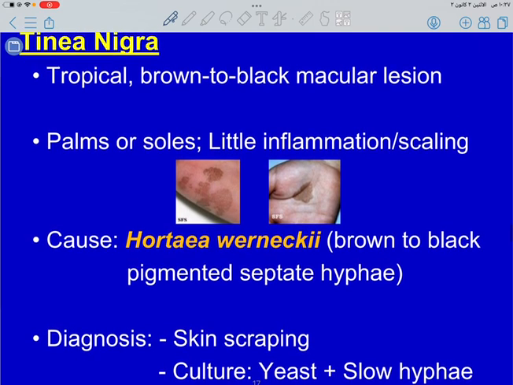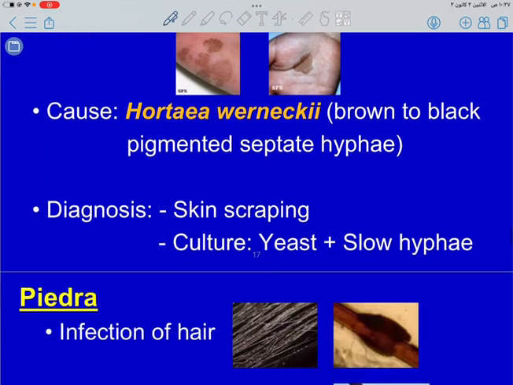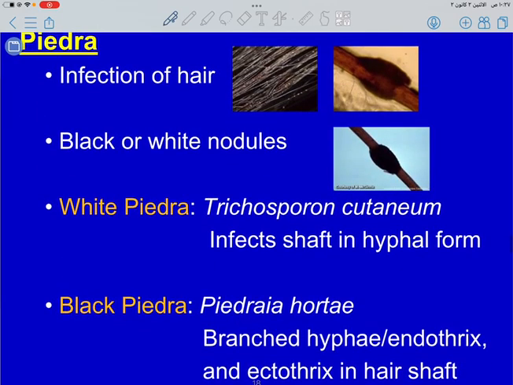بيدرا. الصبايا يعرفوا البيدرا. بيدرا زي الحبيبات تطلع على الشعر، خاصة بالفيميل. قسم منها الحبيبات لونها أبيض، white. It's called white piedra. وقسم منها أسود. It's called the black piedra. Now, this is infection of the hair. You can see the hair here and the white. And this is the black piedra.